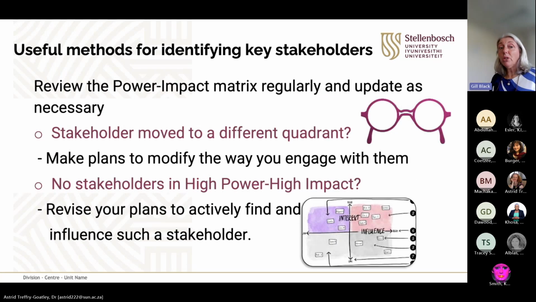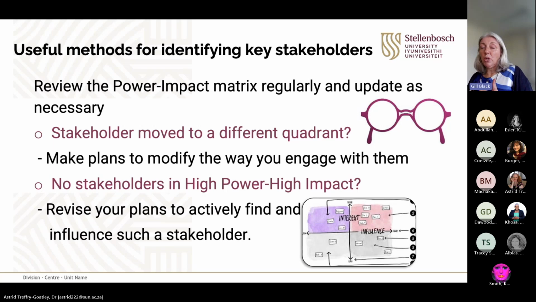So it's really important if you're using this power impact matrix to regularly review it and update it as new stakeholders enter your landscape or move between quadrants. Your stakeholder matrix is unlikely to stay static. It's likely to change as your research moves along its trajectory. So somebody who may have a low impact at the very beginning of your study could be very, very important and have high impact or high power at the end of your study.